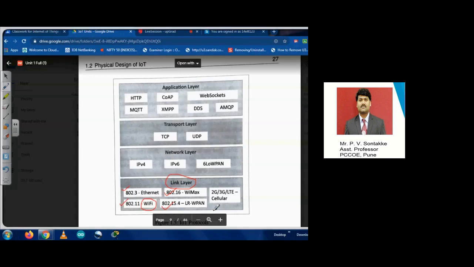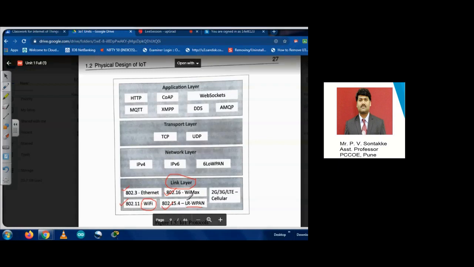Now if I'm talking about the next one, 802.15.4, that is very popularly used in IoT. This particular standard is very popularly used because it uses LR, that is low rate. LR stands for very low rate, up to certain, suppose 125 kbps of data, just like I think your IR is capable of exchanging the data.